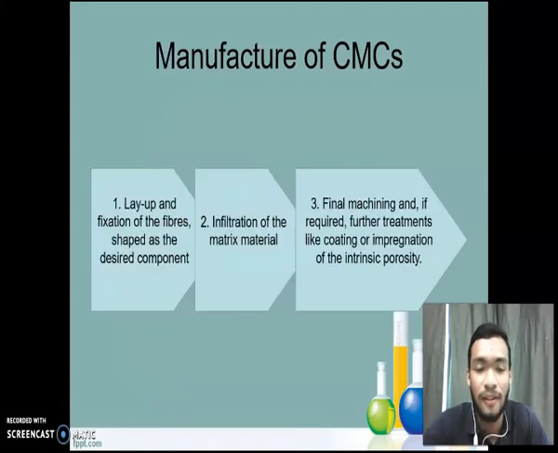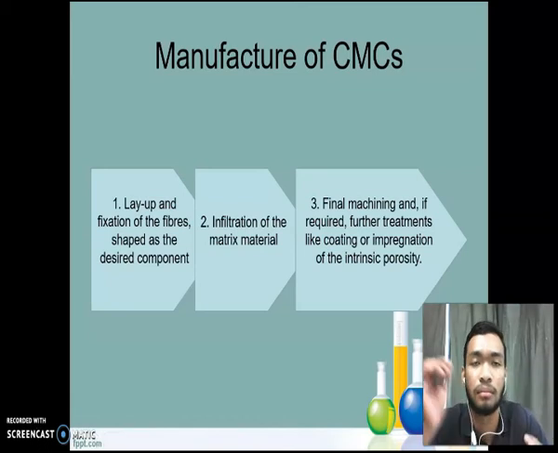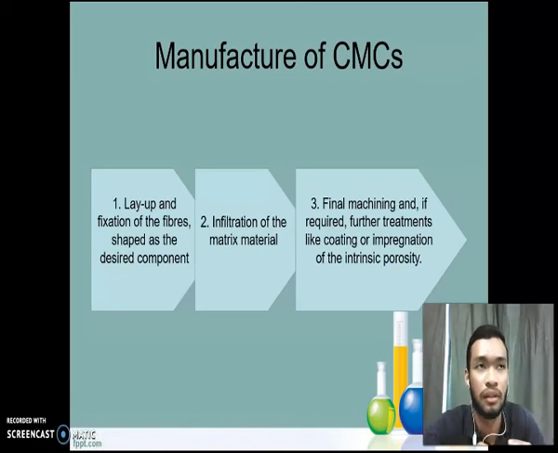So next, the manufacture of CMC. The first step is layup and fixation of the fiber in the shape of the desired component. The second step is infiltration of the matrix material, and the final one is final machining, and if required, further treatment like coating or impregnation of the intrinsic porosity. In infiltration, the ceramic fiber is put in the ceramic matrix to make it CMC.